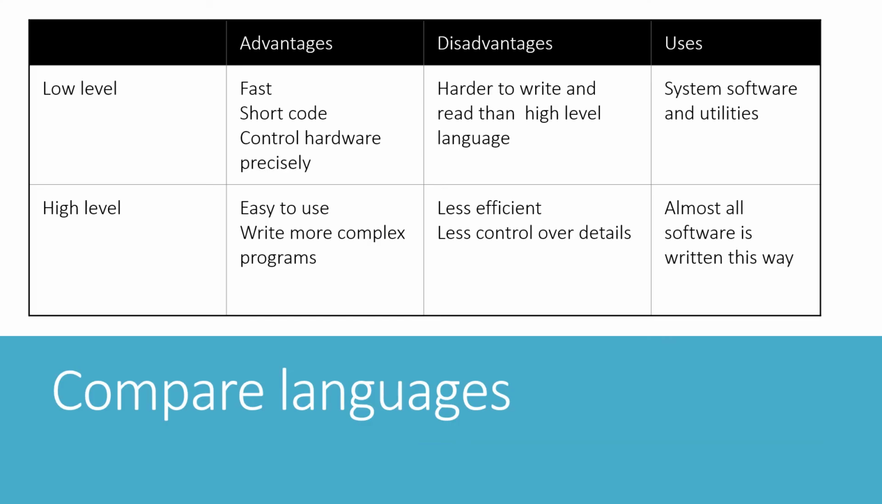So this table on the screen just compares what I've been saying about the advantages, disadvantages and uses of high and low level languages. So if you think you need that on the screen as you write it, pause the presentation now and make a copy of that. Otherwise, commit it to memory and write it into your revision guide when you get the chance.